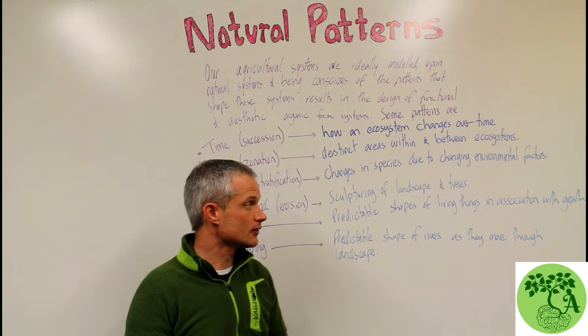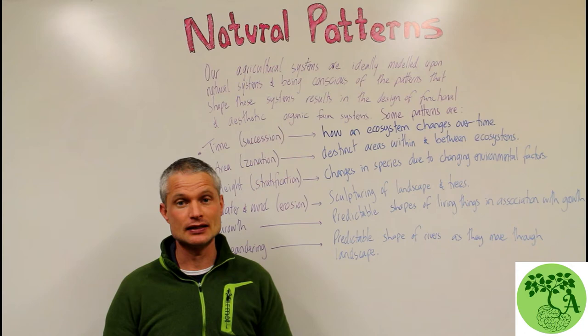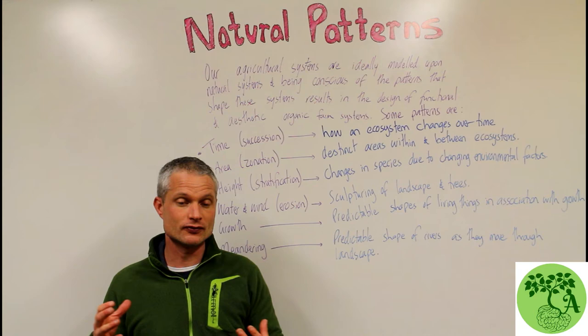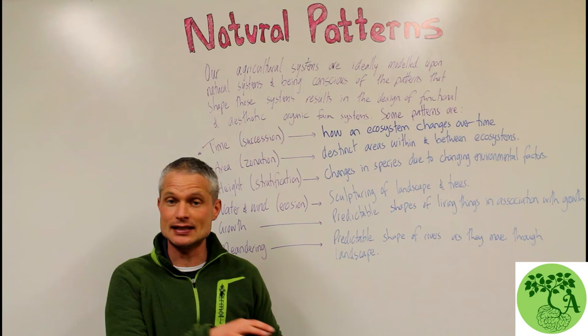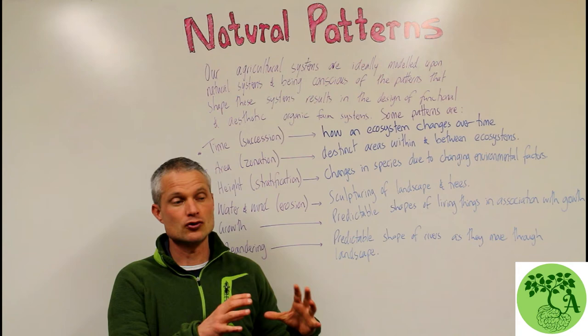So some of the different patterns or forces that commonly shape a landscape, one is time. So any ecosystem changes over time. It's in a dynamic state of different communities of plants and animals succeeding each other as it develops in maturity and stability, it tends to stabilize as an old growth forest or some other type of stable ecosystem.